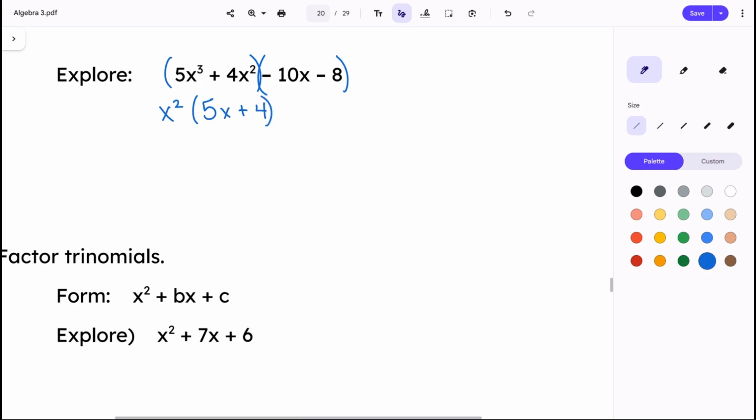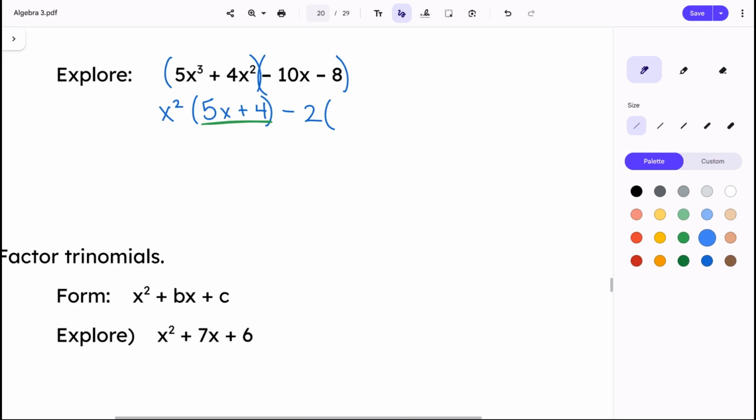From the second set, you want to watch your signs on this one. You can take out a negative 2. And the reason why you want to take out a negative 2, this is kind of where my thought process is. I know that whatever I have left in the parentheses, I want it to match whatever's going to be written over here, because that lets me know that I factored it correctly. So because I was only able to take out an x squared, and that left me with this 5x plus 4, I know that I want a 5x plus 4 over here.